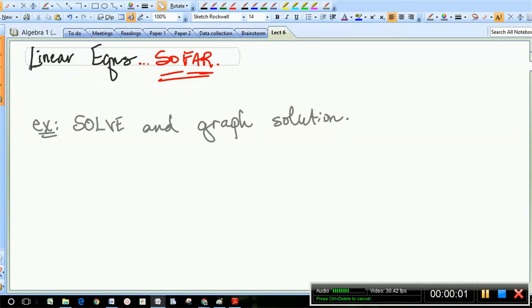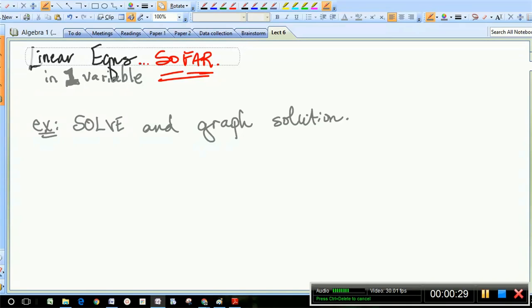So we're going to start looking at linear equations in two variables. So far, though, we've looked at linear equations in one variable. And we've learned how to solve these equations for x or whatever our variable was. We solved them and got our single solution. I'm saying the single solution most of the time. There were times when we had infinitely many or no solutions.